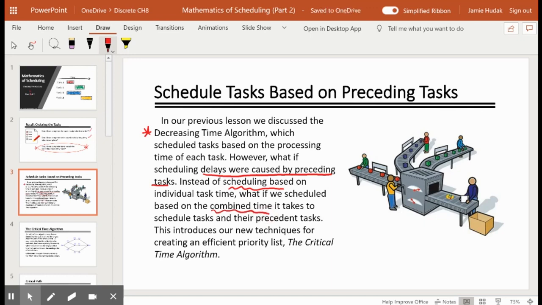combined task times. So the idea behind this is there's a chain reaction if preceding tasks aren't done to get the tasks that have the longest processing time to the workers as soon as possible, then when we do get to that task that has a lot of time, it's going to delay the project finishing time.